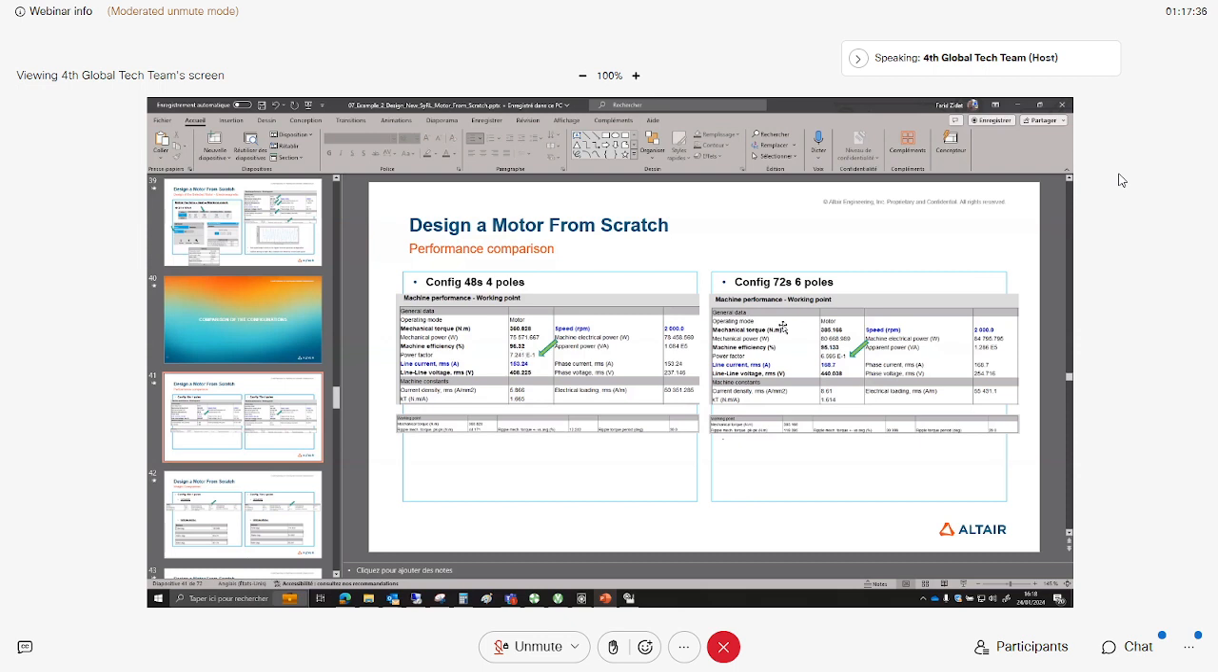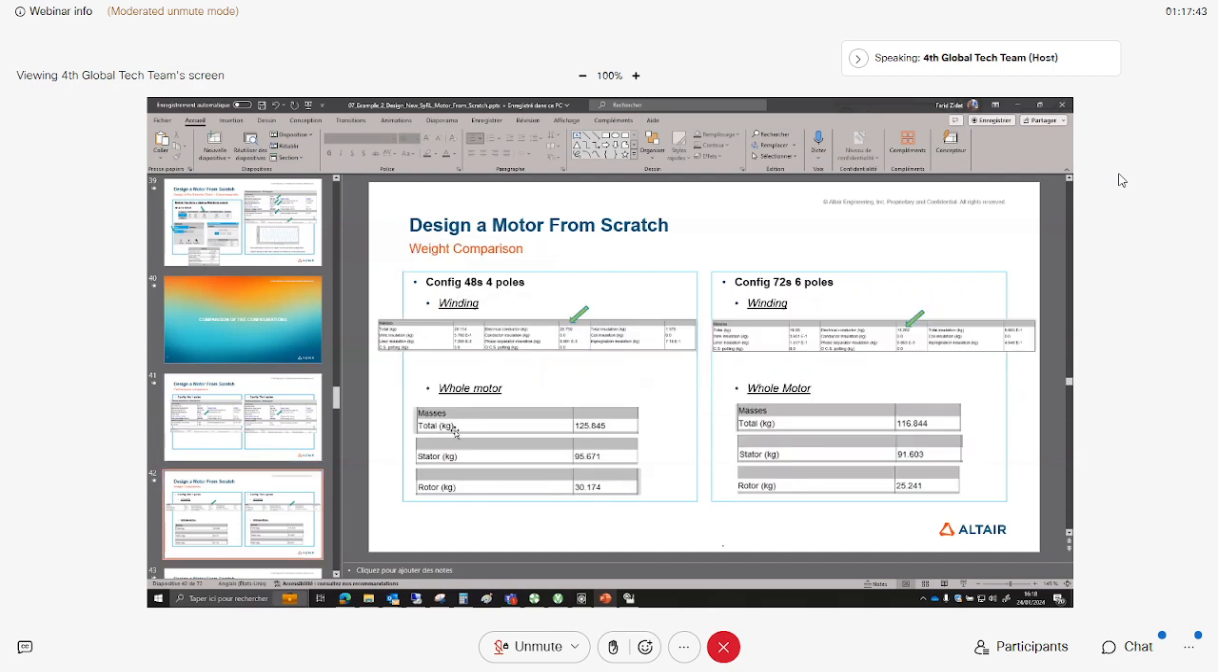So first, the power factor is better in 4-pole. Then the weight. Here, 4-pole, 6-pole. We have the total of 26 kilogram for the winding, and lower winding, lower copper in 6-pole. The whole motor is 125, so it's higher in 4-pole than in 6-pole.